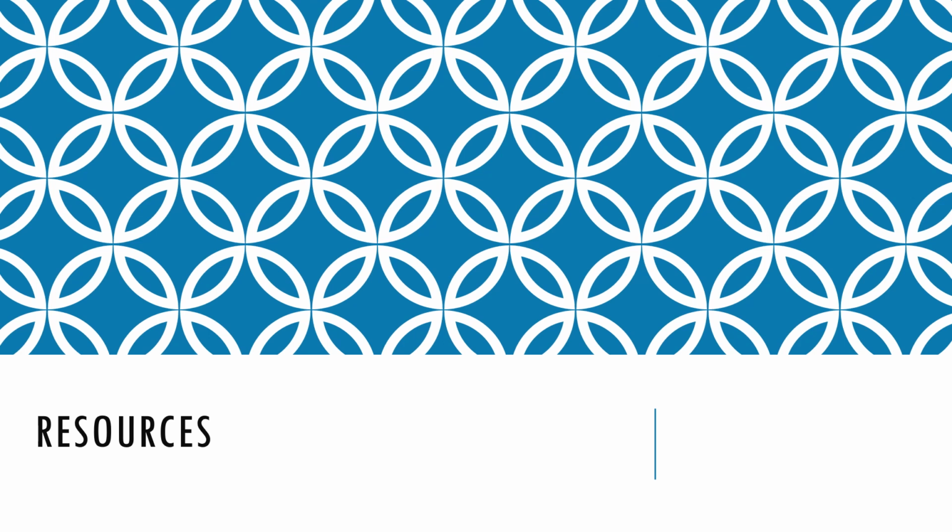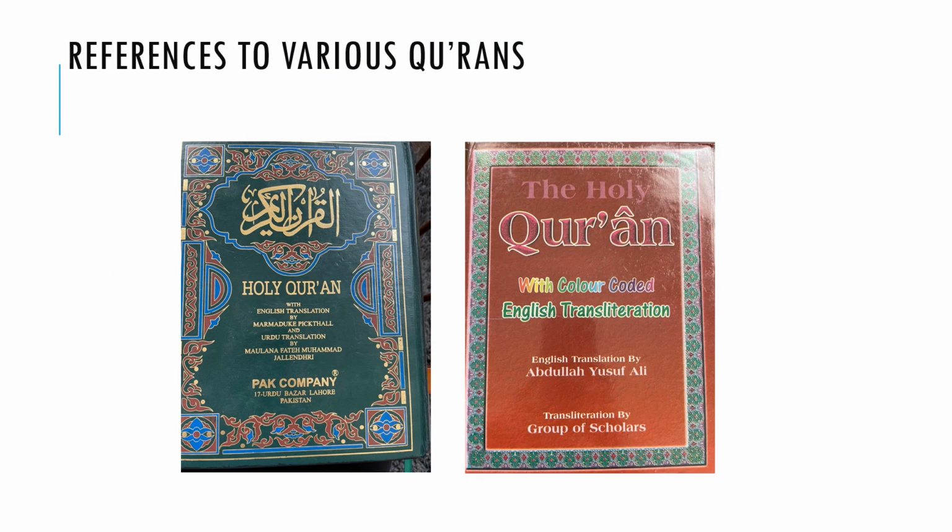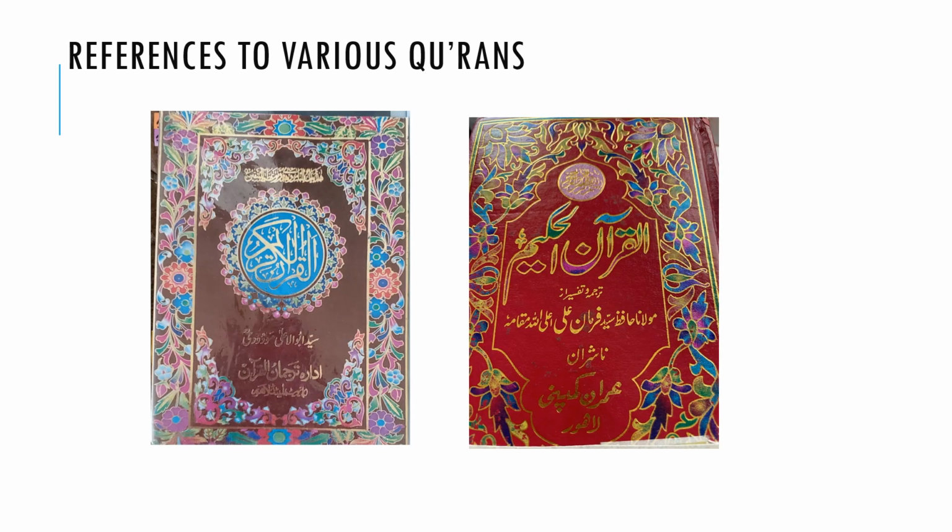Now, we will share a few resources, including various types of Qurans, links to videos on how to tag the Quran, and references for purchasing the Quran. These are a few examples of various Qurans. Here, you can see different versions in English. And here, you can see a few versions in Urdu.